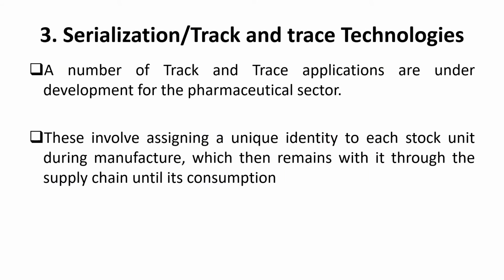Now, next we move after forensic markers to the third category, which is serialization, also known as track and trace technologies. A number of track and trace applications are under development for the pharmaceutical sector. These involve assigning a unique identity to each stock unit during manufacture, which then remains with it throughout the supply chain until its consumption. So it's a very simple track and trace technology.